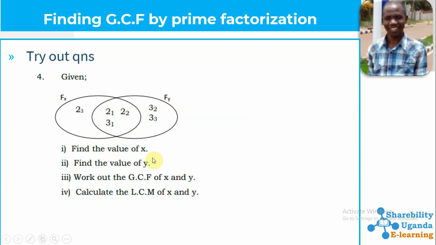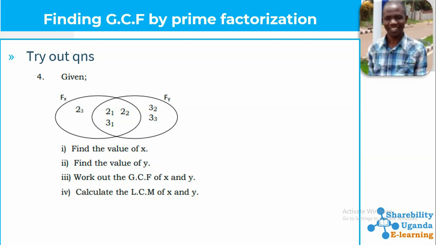Then after you have found these values, you should be able to work out the greatest common factor of x and y using prime factorization. And also you find the lowest common multiple, also using prime factorization. So we are going to do this number all of us together, such that we can come up with a good solution, or such that we can answer questions of such a kind when asked. Okay, so let's get started as we calculate.